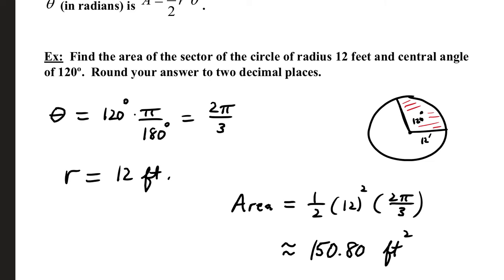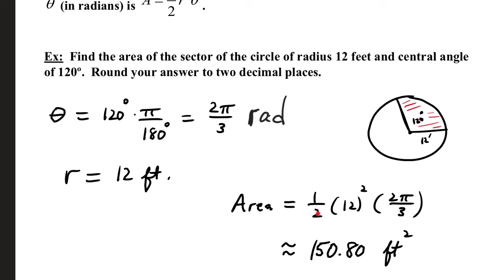First example, find the area of the sector of the circle of radius 12 feet and a central angle of 120 degrees. So our diagram over here, we have degrees. 120 degrees is the same as 2 pi over 3 radians. In this class, if you're not in degrees, you're in radians.